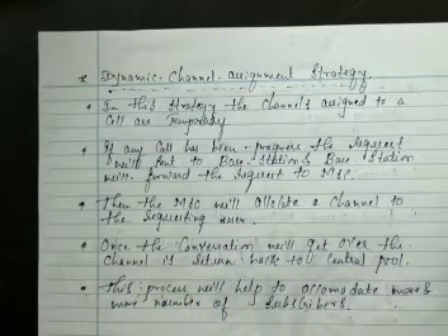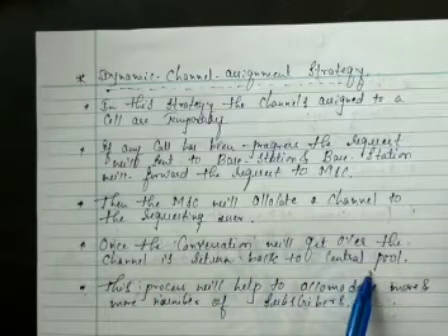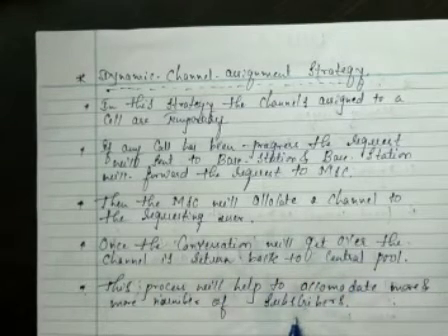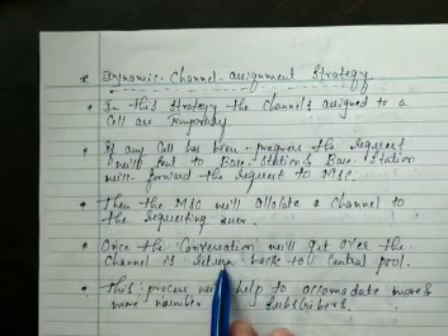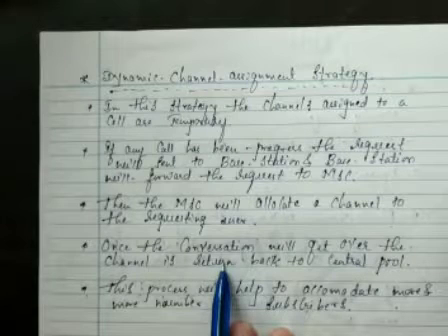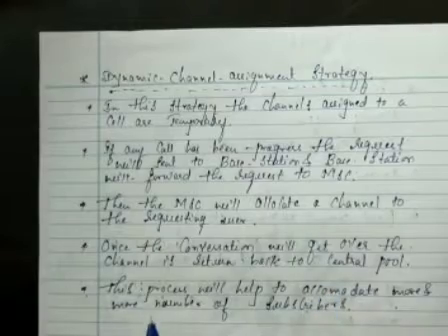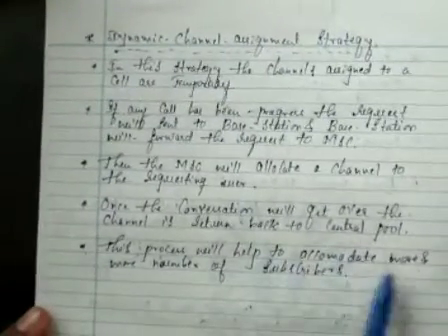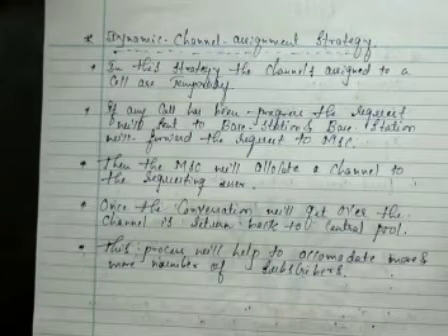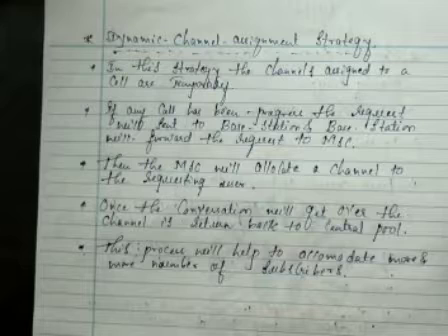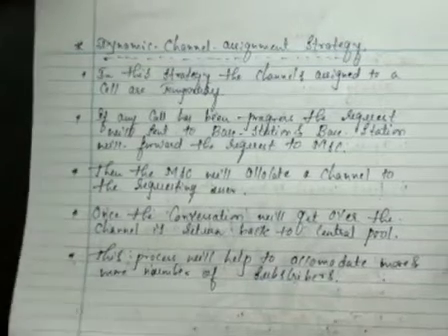Once the channel has been allocated and the conversation is over, the channel is returned back to the central pool. That is, once the communication between the two users is done, that channel will be kept in the central pool. This process is mainly used to accommodate a large number of users, more and more subscribers. This is the process of channel assignment strategy.